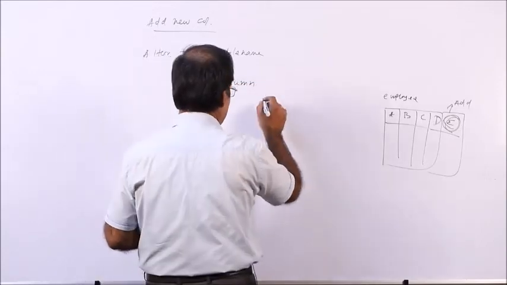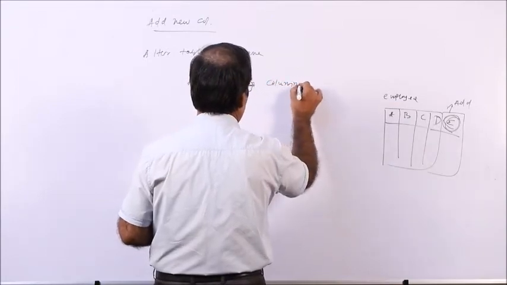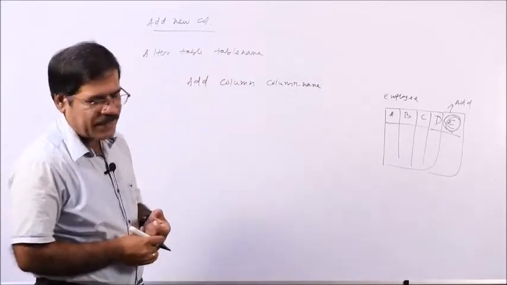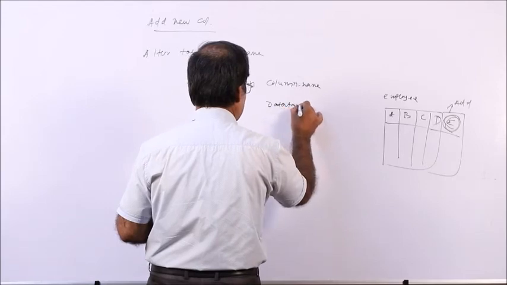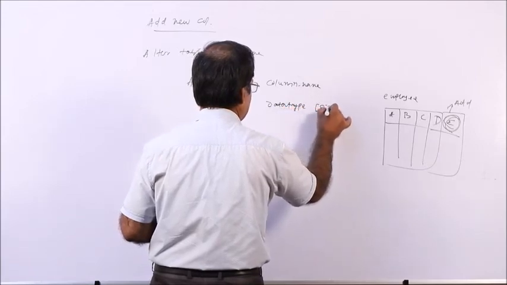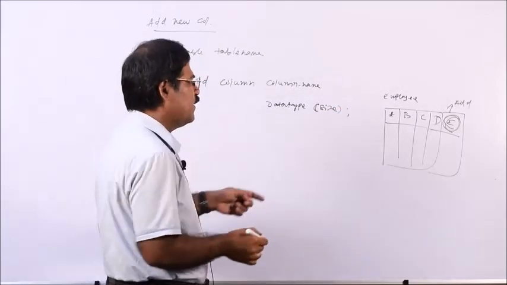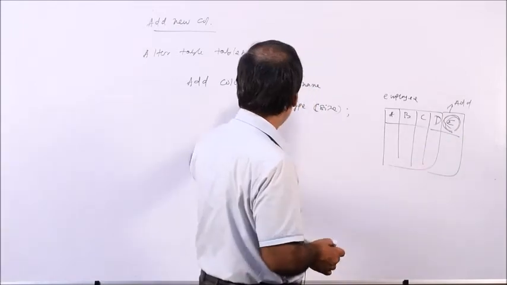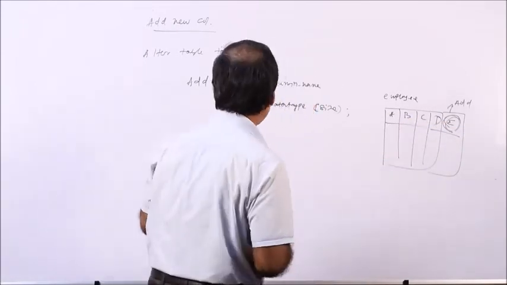Which column do you want to add? Add a column and provide the column name. Obviously, a new column is added and you provide the data type and the size. You give the size of this particular field. Suppose I want to add the E column. The name is E, what type of data it is, and what is the size of that particular field.